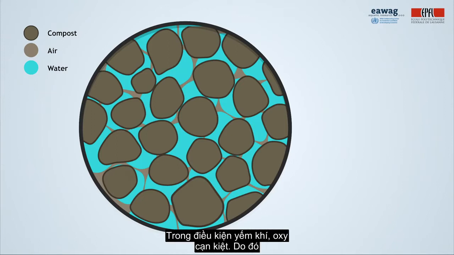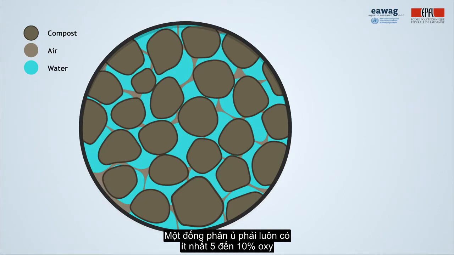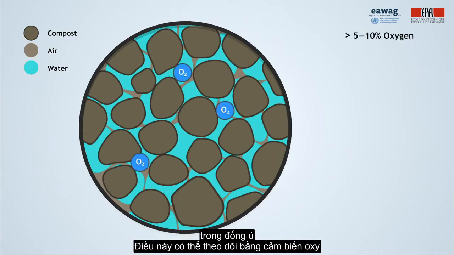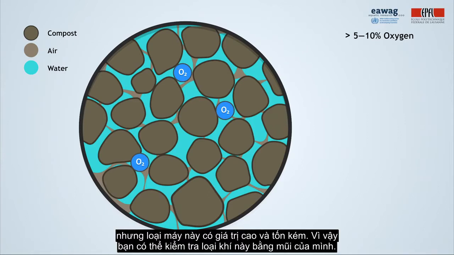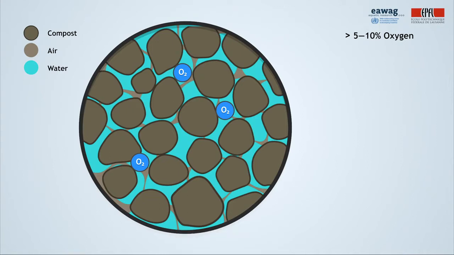Under anaerobic conditions, oxygen is depleted and consequently anaerobic bacteria start decomposing the feedstock, which creates bad odors and generates methane, which is a greenhouse gas. A pile should always have at least 5 to 10% of oxygen in the air-filled cavities. This can be monitored with oxygen sensors, which tend to be expensive. Therefore, we recommend you to trust your nose. Odors are a clear indication of something going bad.